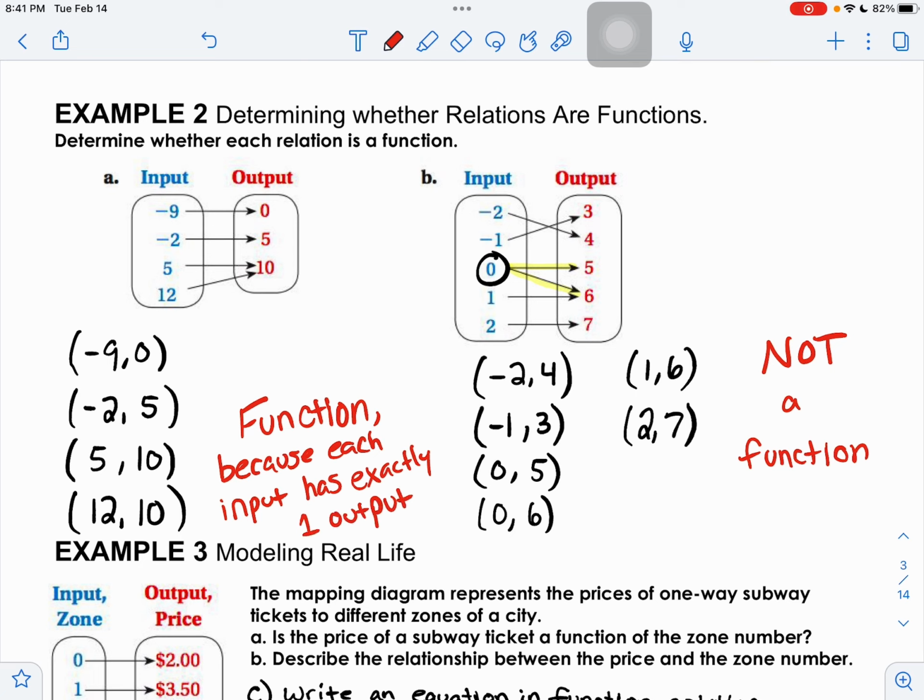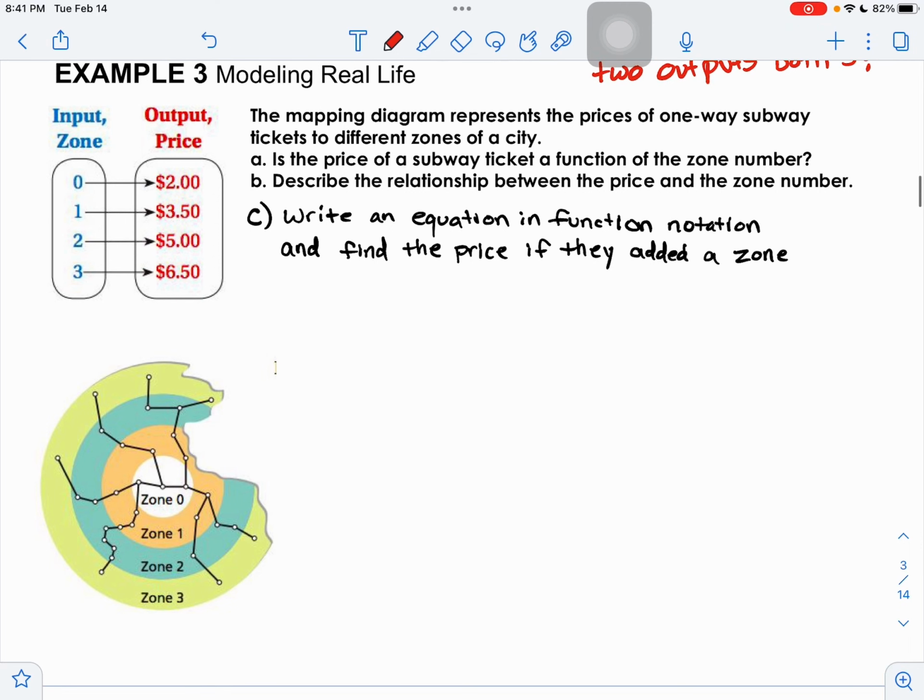Okay, and this one is not a function because 0 has two outputs, right? Both 5 and 6. Okay? All right, last example here.